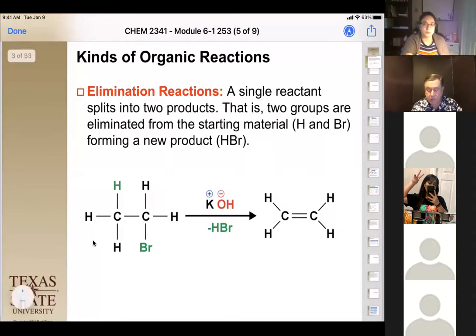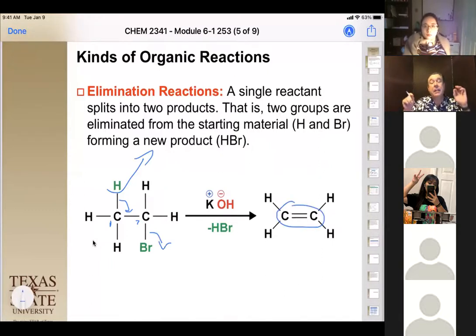So in this case here, we'll call this carbon 1 and we'll call this carbon 2. We're going to remove the hydrogen from carbon 1. These electrons are going to kick in, these electrons are going to kick out, and we're going to form our double bond. So we're eliminating a small molecule, in this case, HBr. So that's why we call them elimination reactions, okay?